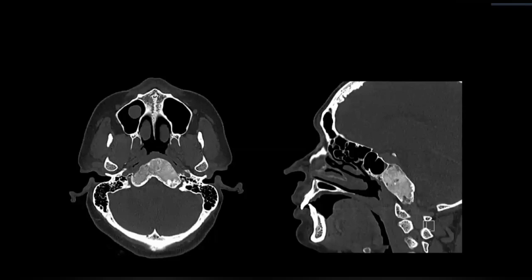Yes, sir. It is showing ground glass like opacity involving the petrous part of the temporal bone, and it is expansile with thinning of the cortex, sir. And in my provisional diagnosis, it is fibrous dysplasia, sir. That's good. So just a point for this case, what is the teaching point in this one?